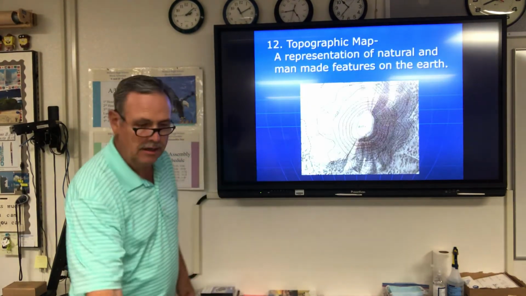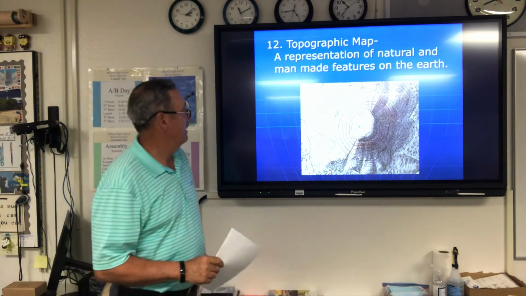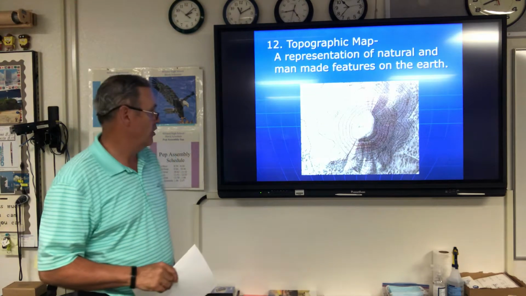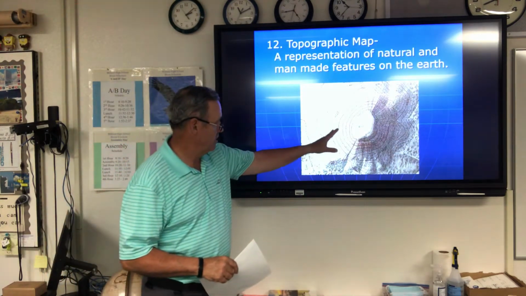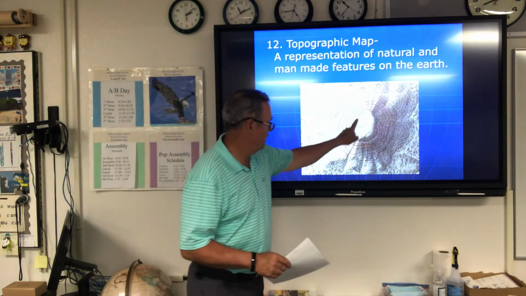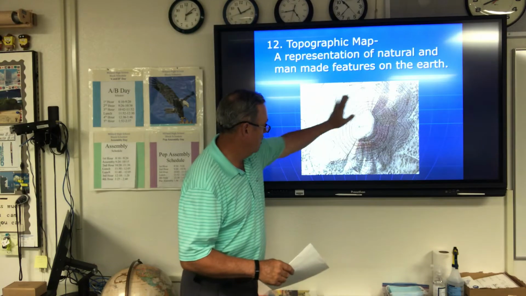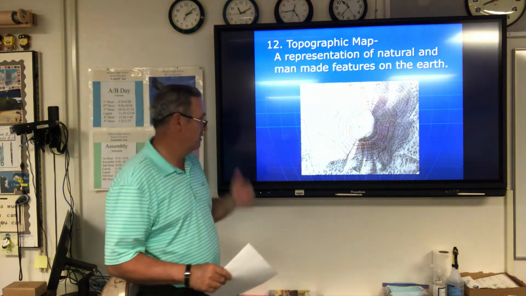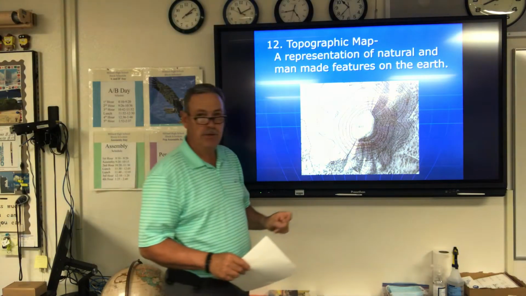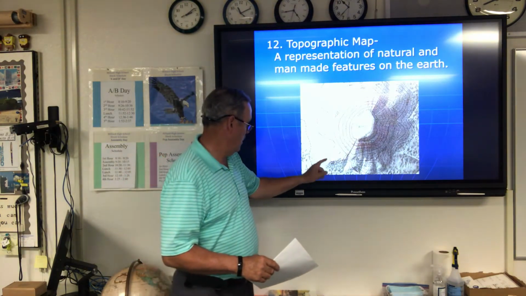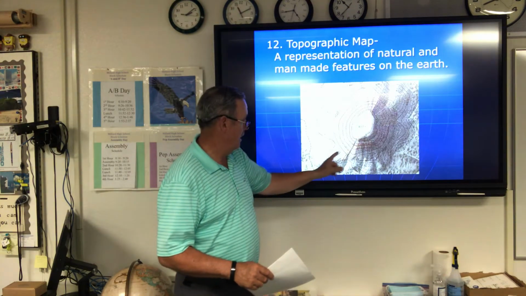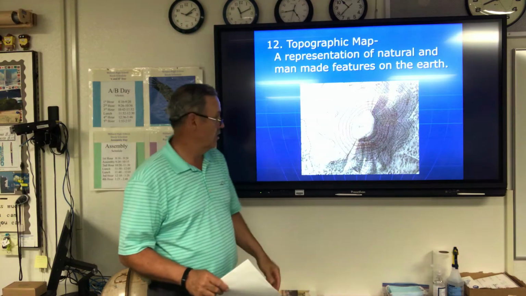So we start out with a topographic map, and this is a representation of natural and man-made features on the earth. So in this picture we can see this could possibly be like a butte where it's got a flat top, and then you can see the contour of the hill or mountain. You've got these numbers that represent elevations, and anywhere that line is, it's that elevation on that line. So you can tell the contour.